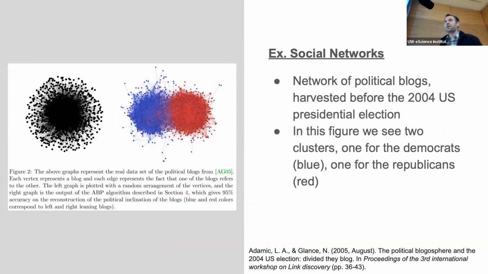So just to give some classic flavor, Lada Adamic had this really famous plot where you can see the blogs from 2004 and who they're citing, right? And if you color them, one blue and one red, you can kind of guess which group is which, right? One is the Democrats and one is the Republicans, and they only meet in a very small area.